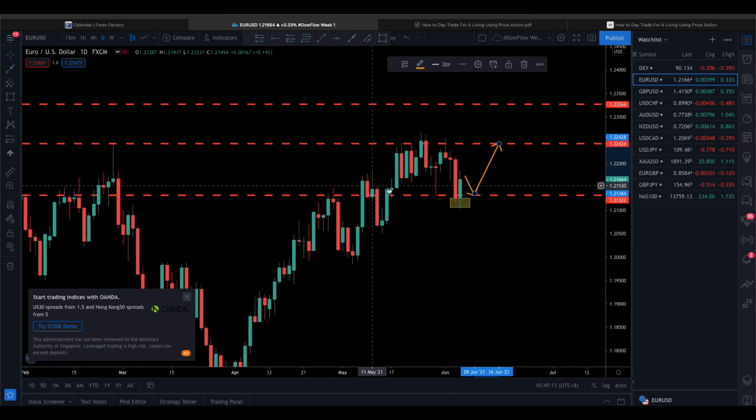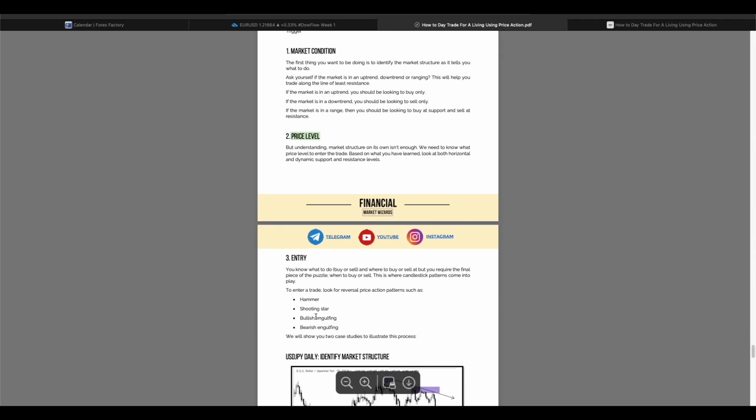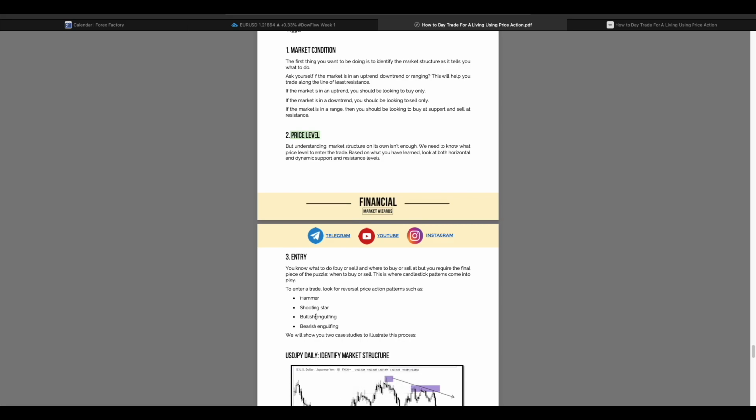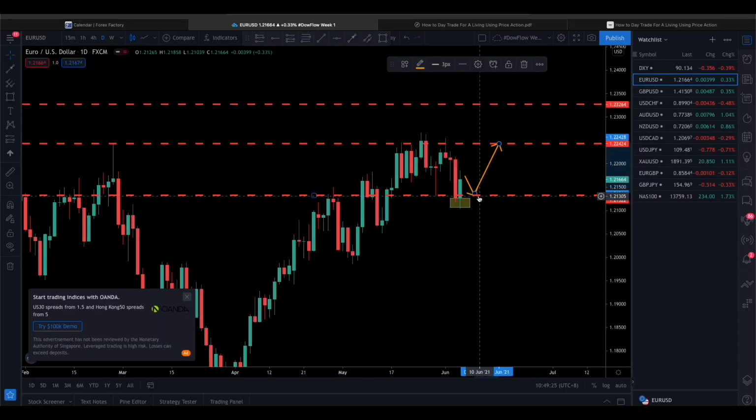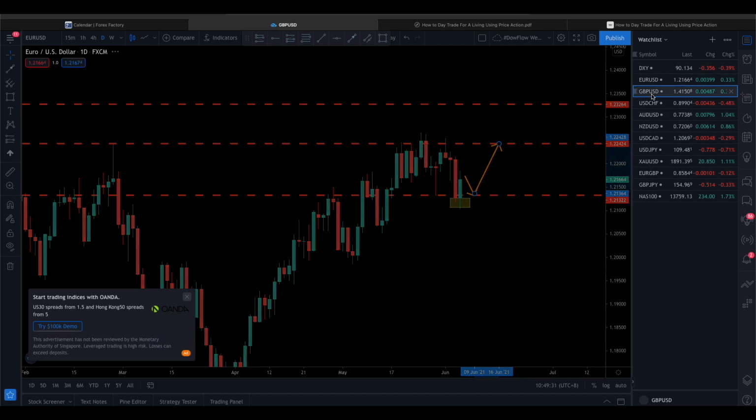Market condition bullish, price level is given. The last thing that we need is an entry trigger, and that could come in the form of a hammer, a bullish engulfing, a piercing pattern. You just need a candlestick pattern to show you that that support level is strong. So that's how we will trade euro dollar.